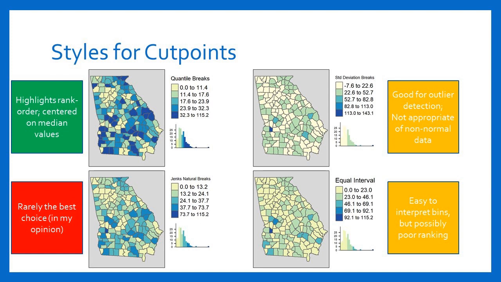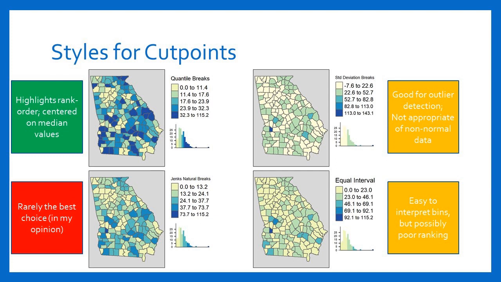What it does is it highlights rank order, and it's centered on median values, and it lets us see the extremes of data. Who's the top quintile, who's the bottom quintile. Now, other choices that could be useful in particular purposes. The standard deviation is really good, as I said, for outlier detection. It's not good for non-normal data, but if you're really interested in finding places that are above or below the norm to an extreme, that's a useful approach. But you can see that it doesn't do very good at distinguishing in the middle of the distribution.